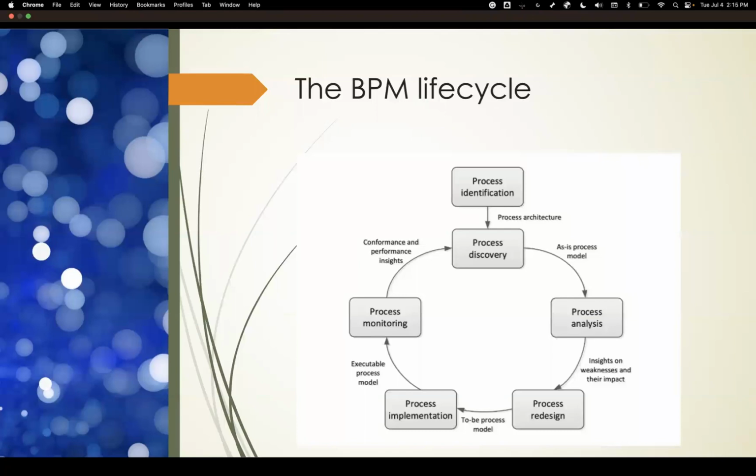Process implementation. In this phase, the changes required to move from the as-is process to the to-be process are prepared and performed. Process implementation covers two aspects: organizational change management and automation. The last one is process monitoring. Once the redesigned process is running, relevant data are collected and analyzed to determine how well the process is performing with respect to its performance measures and performance objectives.